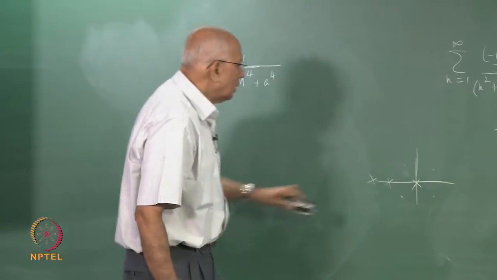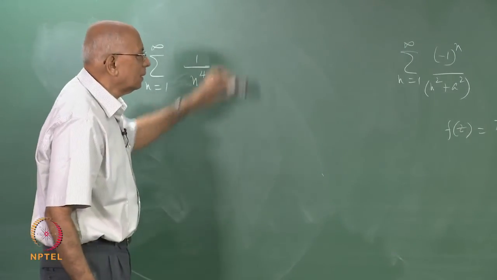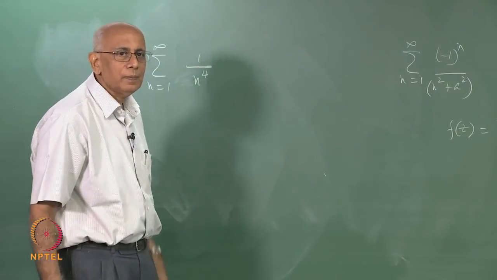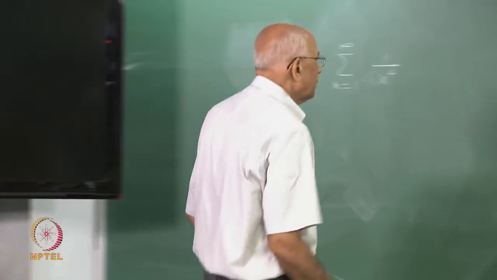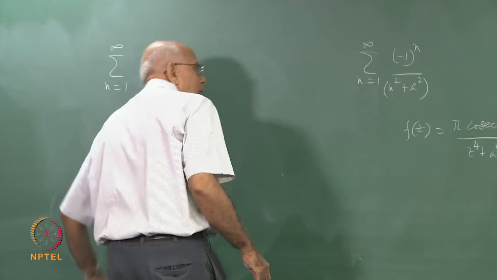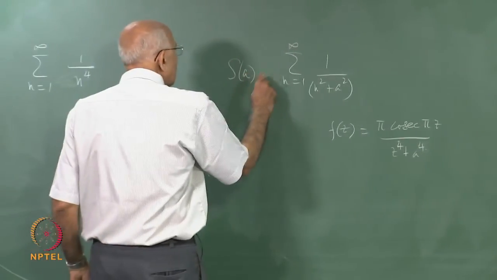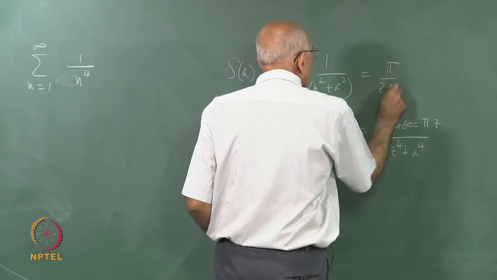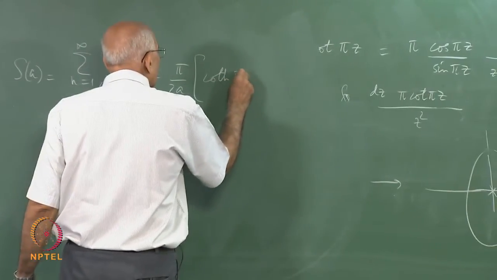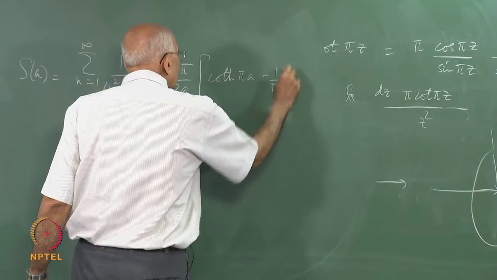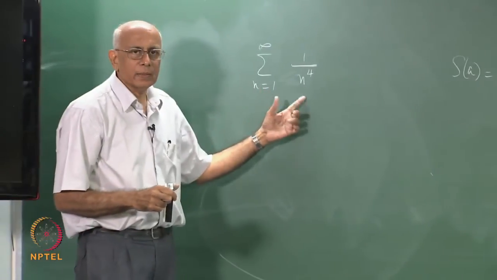Okay. Can you think of any other trick by which you can find the sum of 1 over n to the power 4? Think of any other trick? Given this s of a, so you have to constantly look for tricks. And we know the answer here, pi over 2a, and there was some cot hyperbolic and then the Langevin function. Given this, can you think of any way by which you can get at this?